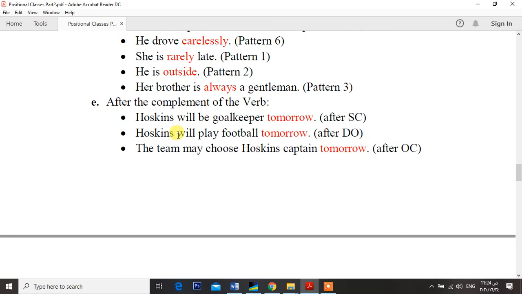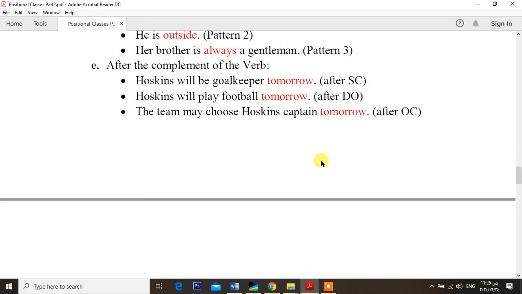The second one, Hoskins will play football tomorrow. After the direct object. Here football is regarded as the direct object and the adverbial comes after it. The team may choose Hoskins captain tomorrow. After the OC, objective complement. Here captain is an objective complement because Hoskins is the object and captain the objective complement, and tomorrow comes after the objective complement.